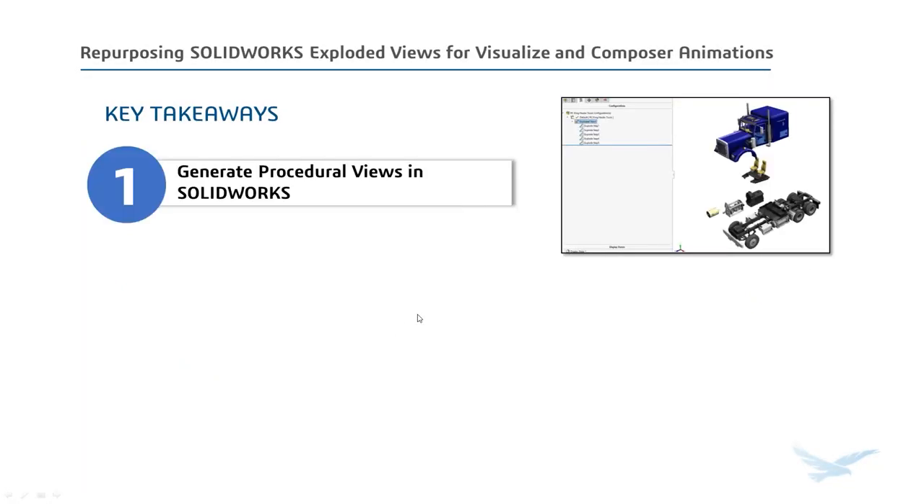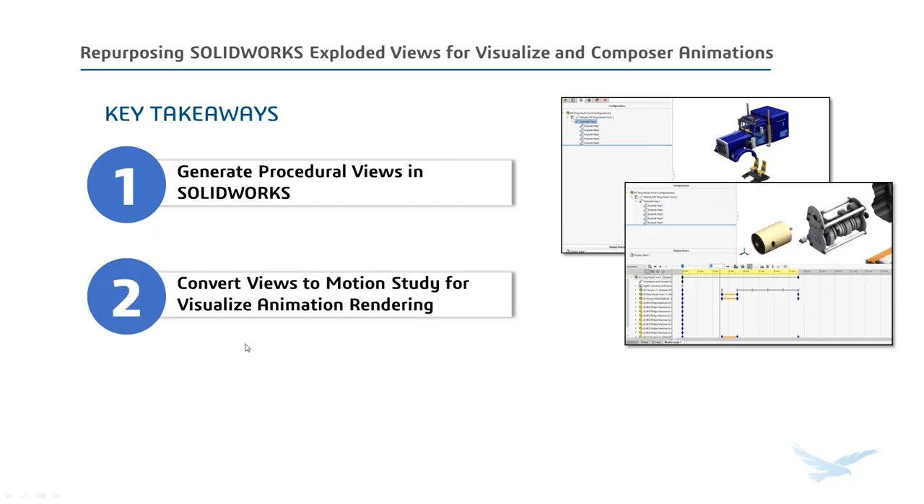So the key takeaways here, we generate the procedural views inside of SOLIDWORKS via exploded views. Also keep in mind for Composer, it brings in any custom views. So even in the viewport, if you hit spacebar, it's a shortcut key to pop up your views, and you create a custom view, that view will also come into Composer. So little tip there. Then we converted the views into the motion study using the animation rendering that was for Visualize. So right click, motion study, animation wizard, to then bring in those exploded view steps, creates the animation, and then use the Visualize add-in to then export to Visualize Pro for the final rendering.